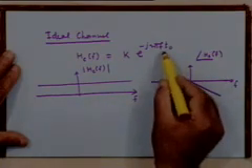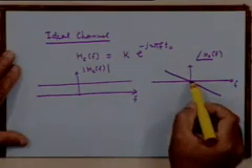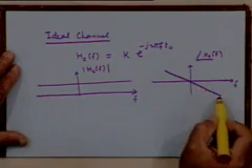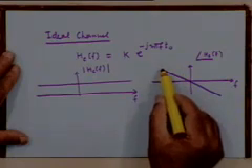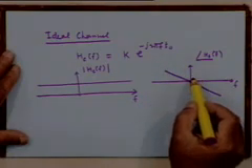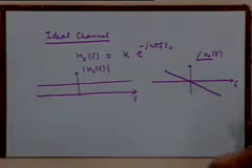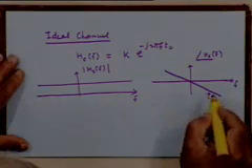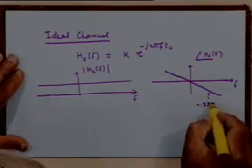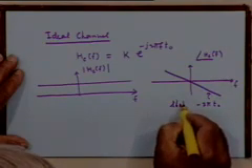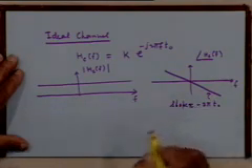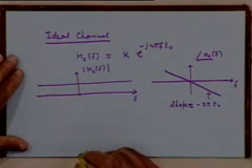The angle is 0 at 0. It's negative for positive frequencies, and positive for negative frequencies. And the slope will be equal to minus 2 pi t0, where t0 is the delay. That's the slope of the straight line.